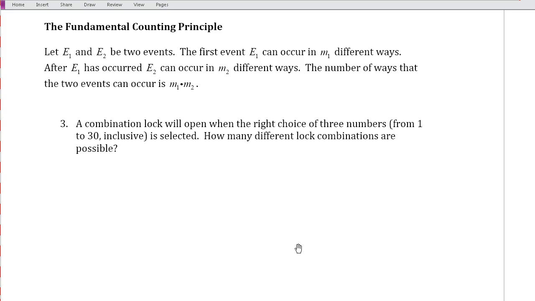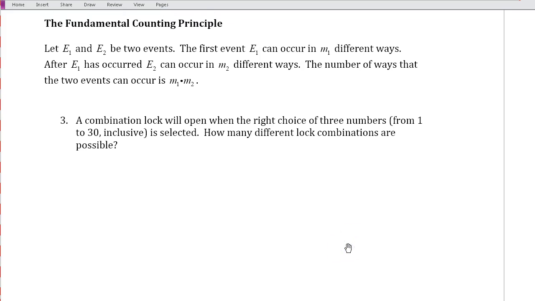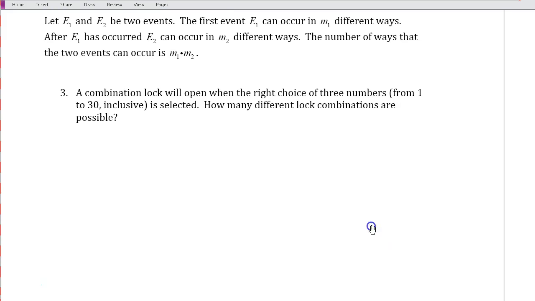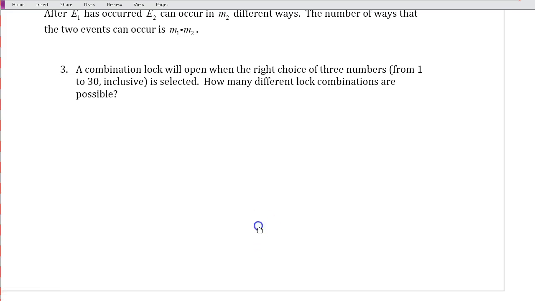Alright, so again, going back to my two coins, if I flip the first coin, there are two different ways that we could have an outcome. It could be heads or tails. That would be our M sub 1, and then our M sub 2 would be the same since we're just flipping a second coin. So the number of ways that two events can occur is M sub 1 times M sub 2. Okay, so keep in mind here, we're not really talking about probability yet. We're just looking at different possible outcomes.